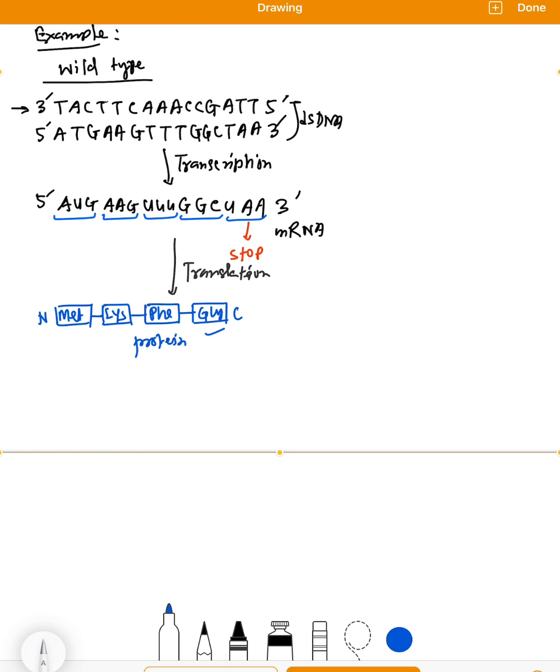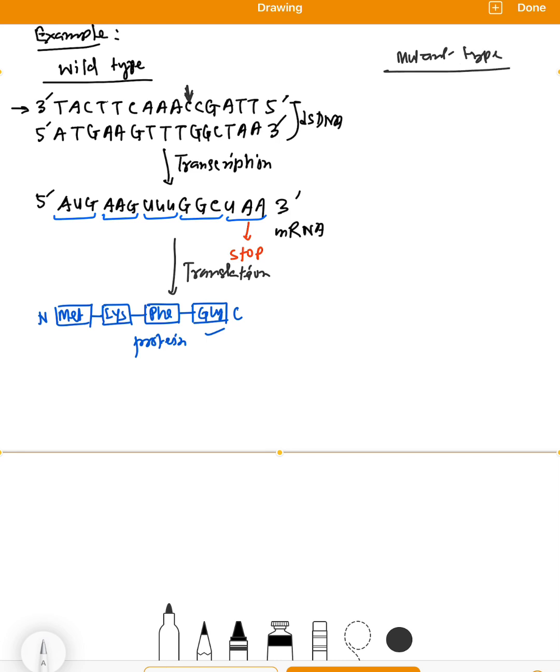Suppose in this wild type DNA, one point mutation occurs, and the point mutation occurs in this particular position. Suppose this particular C is changed into T. So in that case, what will happen? Suppose we are drawing the mutant type here. The mutant type will look like this.